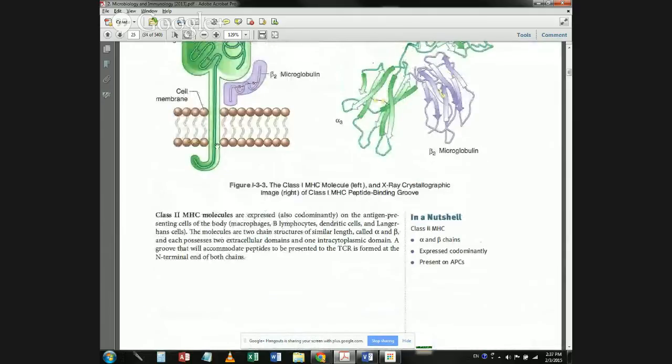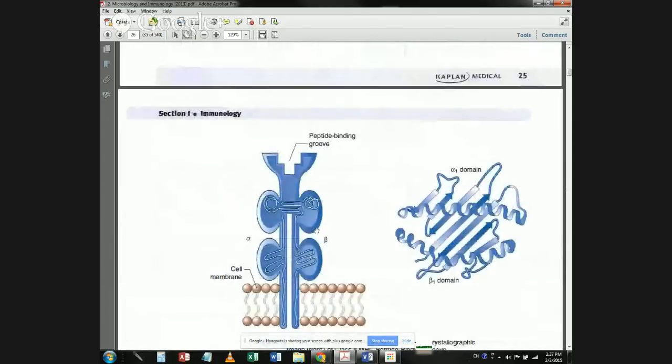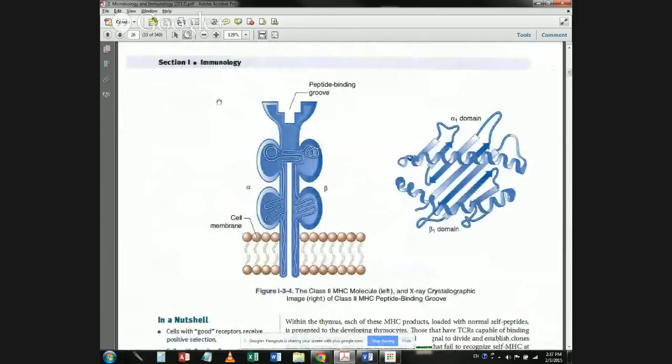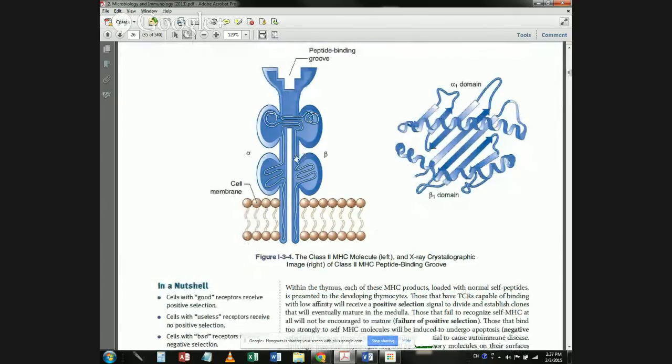This is inter, this is intra. Anyway, they have a cytoplasmic and an extracytoplasmic domain. They have an alpha chain that continues on and ends. You have a beta chain that continues on and ends. And in between them, they have a little peptide binding groove, right? It doesn't show it here, but it's somewhere here. And that is where it shakes hands with the TCR and says, pleasure doing business with you, or something.